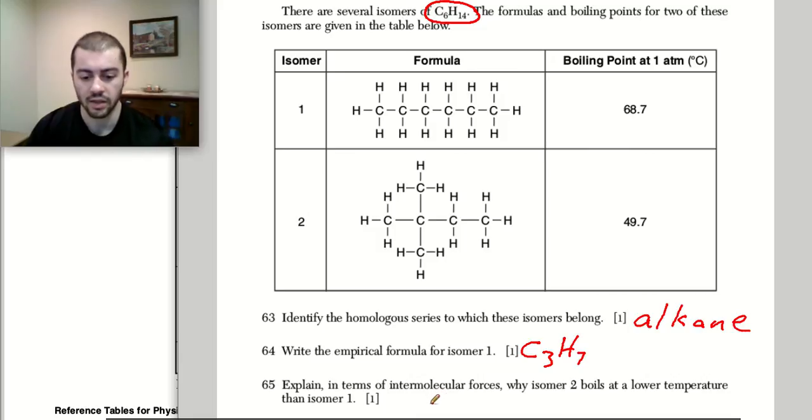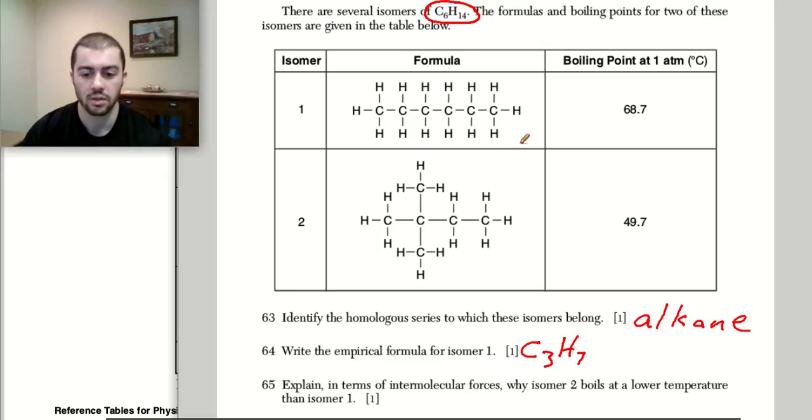And 65 asks us, in terms of intermolecular forces, why is the boiling point lower for isomer number 2 here than for isomer number 1? So boiling point really comes down to intermolecular forces. So if we look at the two of these, what type of intermolecular forces are they both going to have? Well, they're both nonpolar. They're these big organic nonpolar molecules. So these are both going to have London dispersion forces, or van der Waals forces.